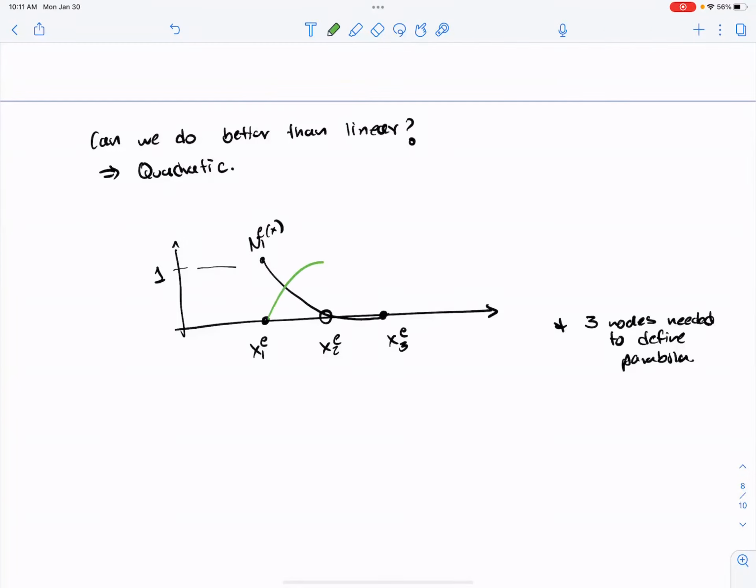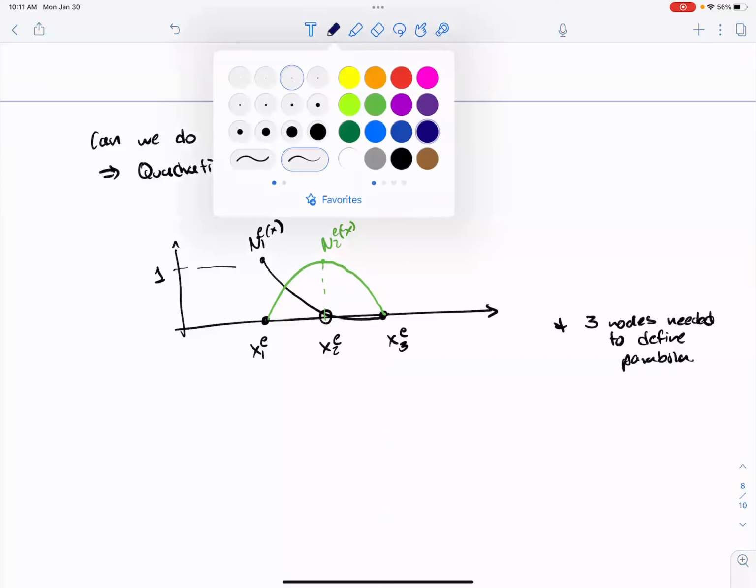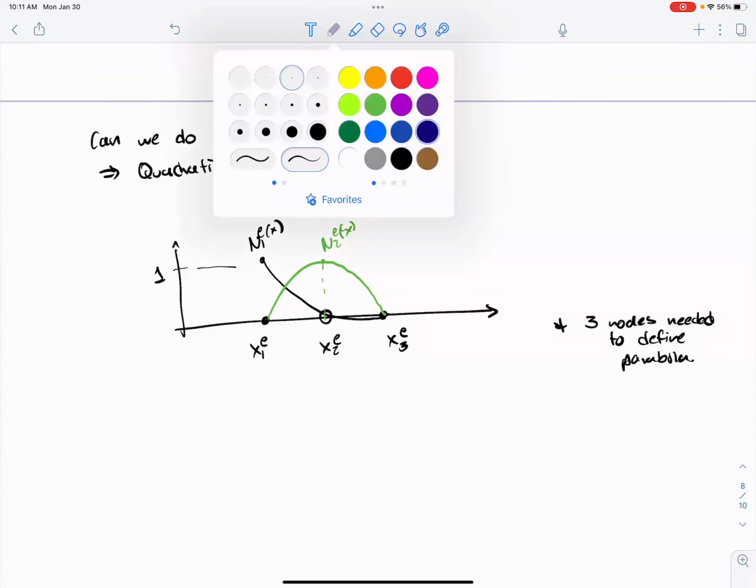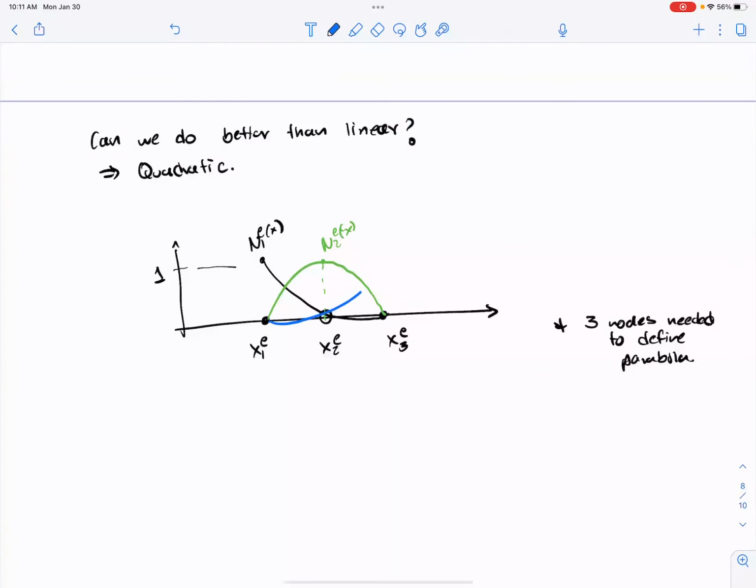N2 is going to be something like this. So N2 is going to be 1 in the middle, and it's going to be 0 in the other two. And then N3. So now we have 3 shape functions, and N3 is going to be something like that. So this is N3. That one is 0 at the other two, and is 1 at the edge.